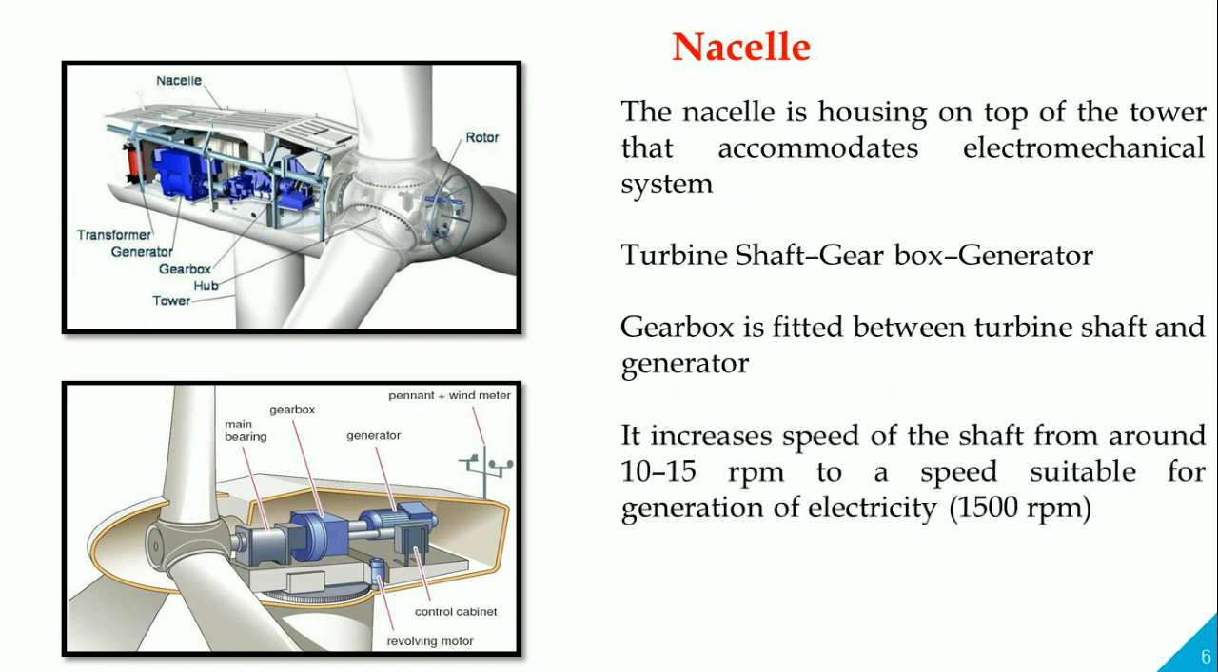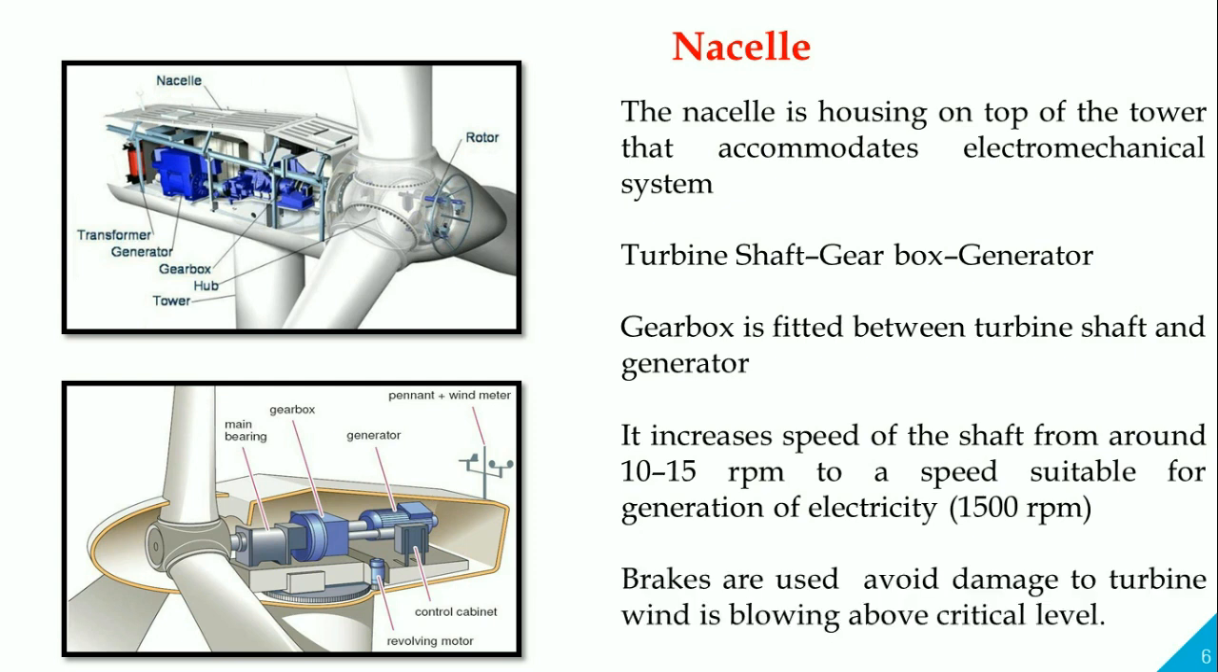We use a gear ratio of 1:90. This is because the wind turbine blades rotate at a very slow speed of 10 to 15 rpm, whereas we require 1500 rpm in order to produce electricity. Brakes are used to avoid damage to the turbine blades when the wind is blowing above the critical level.